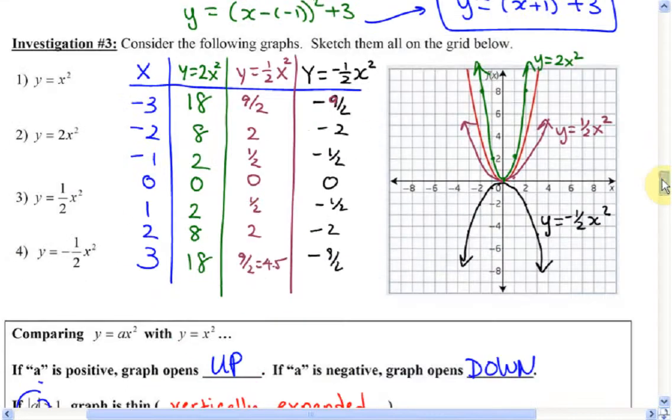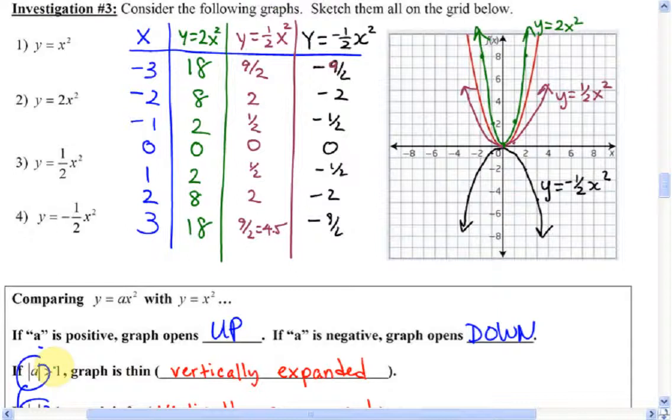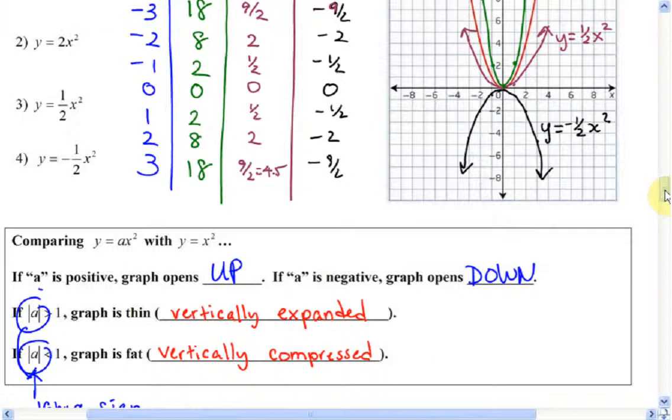And then we also looked at this a value. And notice what happened with the a value. If a is positive, the graph always opens upward. If it's negative, it opens downward. And if you look at the actual number, if the number itself is bigger than 1, we call it vertical expansion. Remember taking Aileen's hair tie and stretching it? Vertically expanded. Whereas if it was less than 1, we made it flatter. It was compressed. We call it a vertical compression. And that leads us to today.